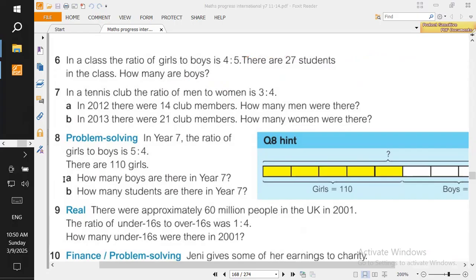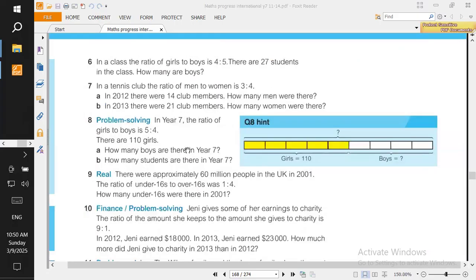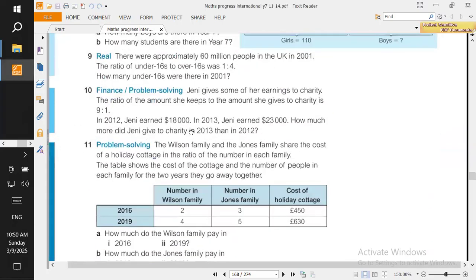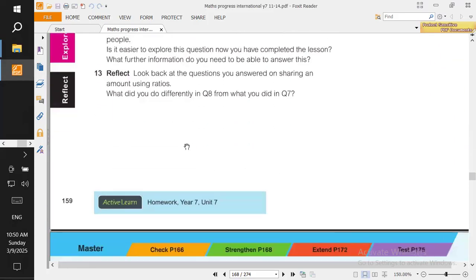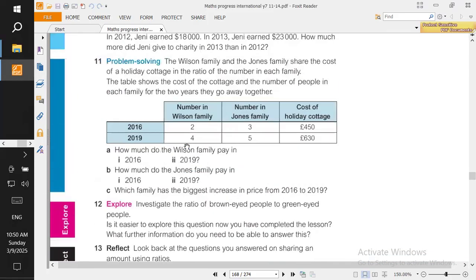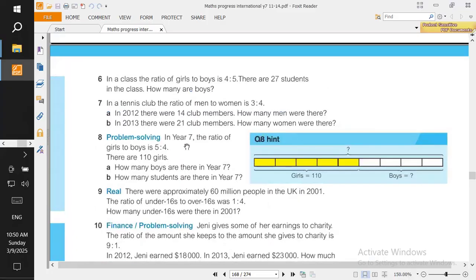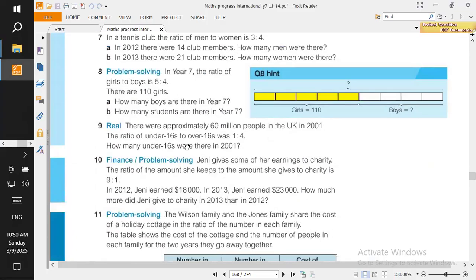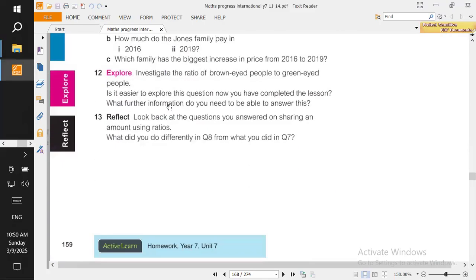Now, these methods or these steps, we use them when we have two ratios. Same idea with three ratios. You just have to add the ratios and then divide the total number by the total ratios and then use the number that you have multiplied by the ratios to get the answer of the question. Now let's move on to the next lesson.